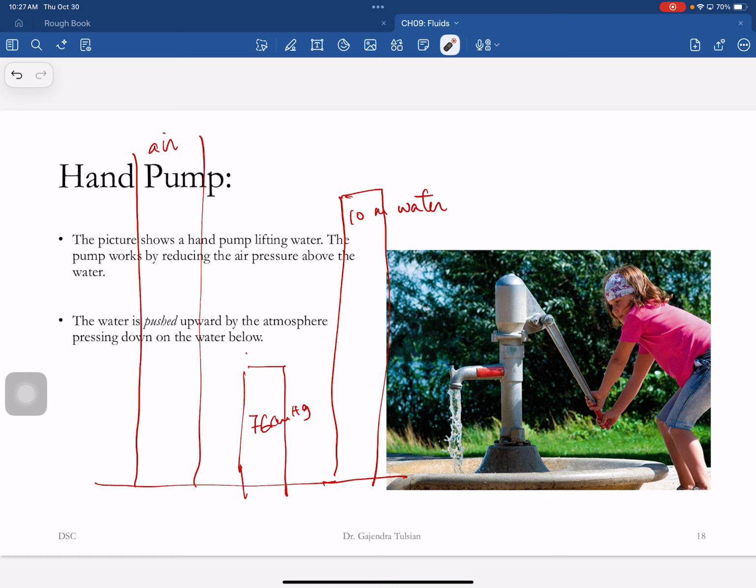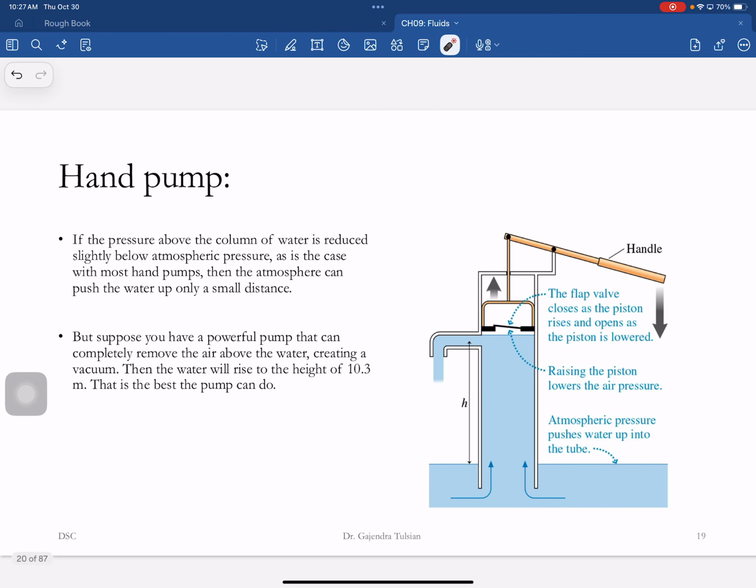Very cool. So here's how it works. This hand pump has a diaphragm like that. And when you pump down, the diaphragm moves up. And what happens? You create a vacuum there. There's no air pushing you down, and this atmosphere will push water up.